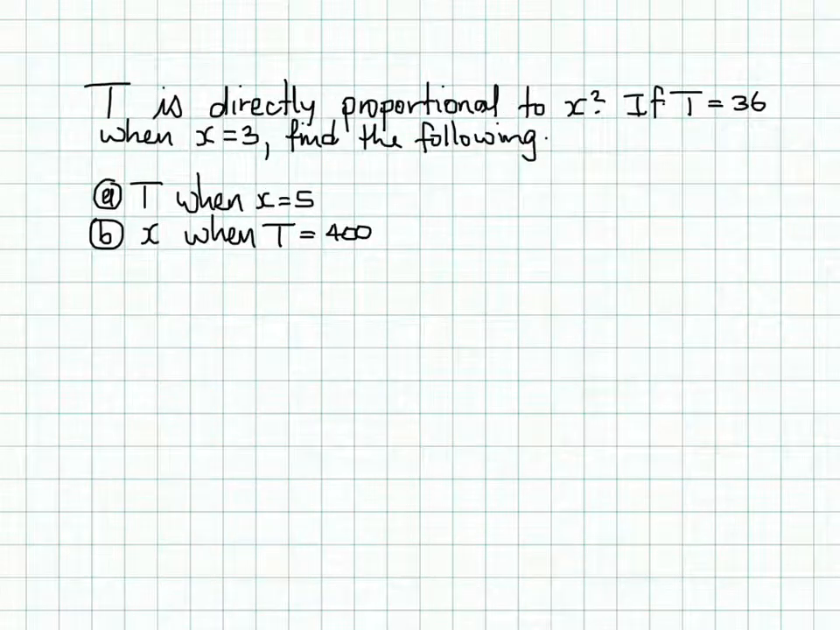Okay, let's bring this down to a close with one last problem. So here again, t is directly proportional to x. If t is 36 when x is 3, find the following. Now before I start finding the following, I need to consider what's going on here. So t is directly proportional to x squared. Sorry, I forgot to mention the fact that x was squared.